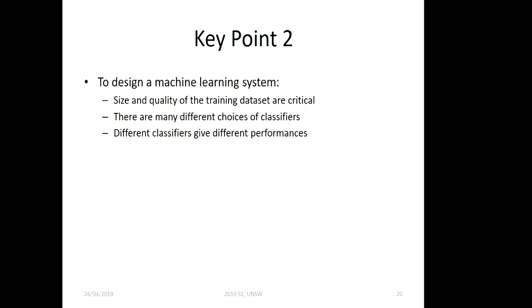And there are many different choices of classifiers. So SVM, the classical machine learning model, and also the recent convolutional neural networks. Different classifiers give different performances. So when you do your development, you will want to try a few different choices of models and see which one performs best.